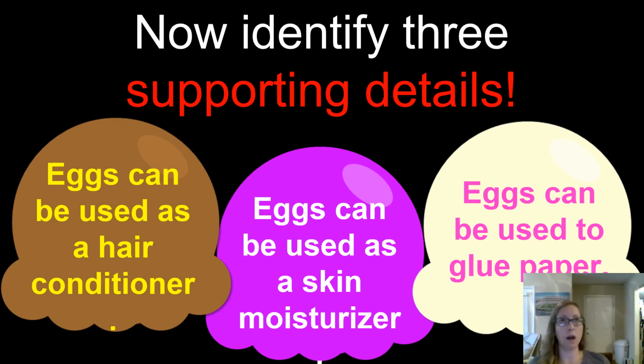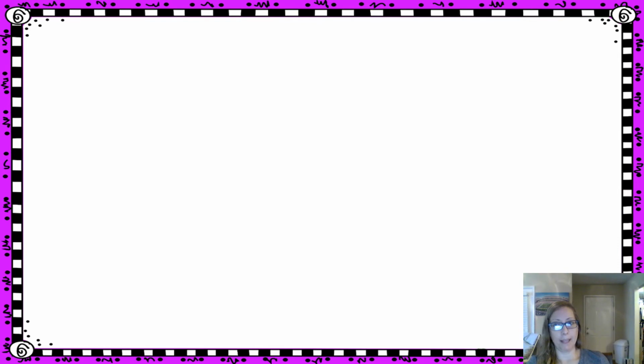So I want to think, do all of these connect to my main idea? Does each of these connect to the fact that eggs have other uses? Right? Yep. Hair conditioner, moisturizer, glue. Beautiful.